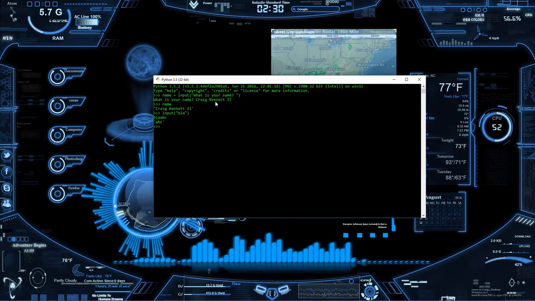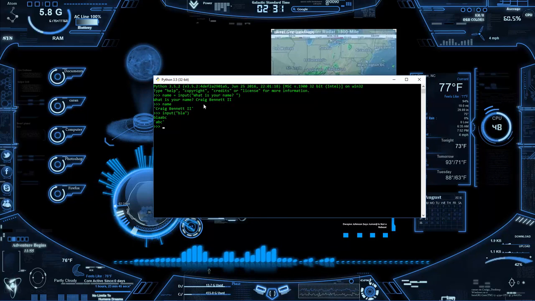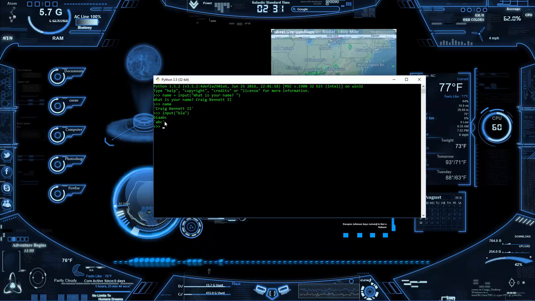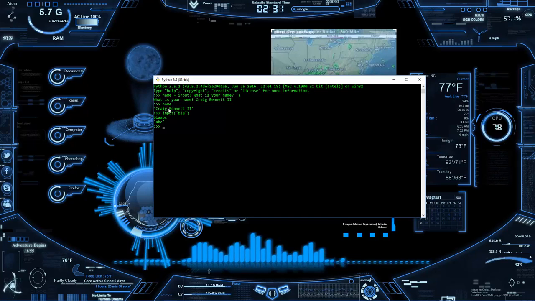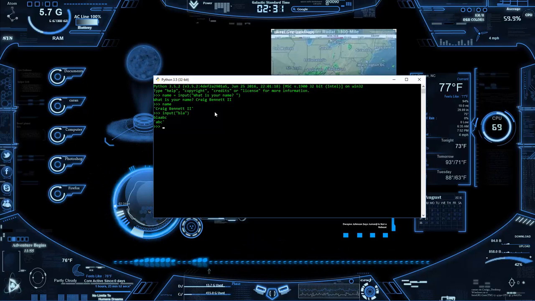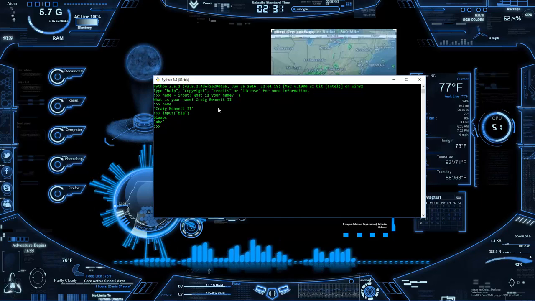It doesn't have to be one thing. Like here I got Craig Bennett II, and that's three different things. So I can call the variable and it pulls up the string that is now associated with it.